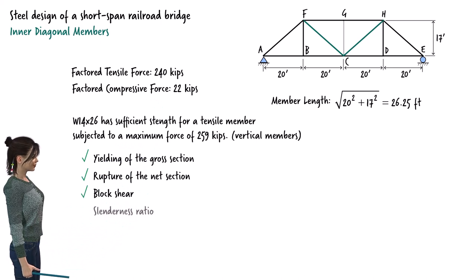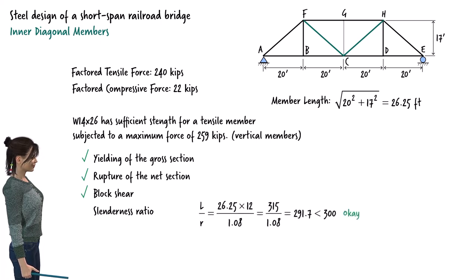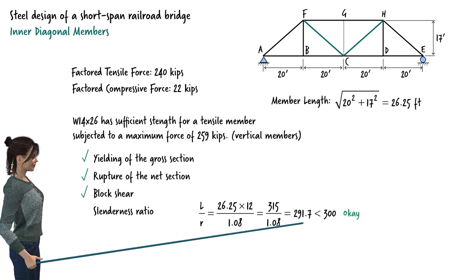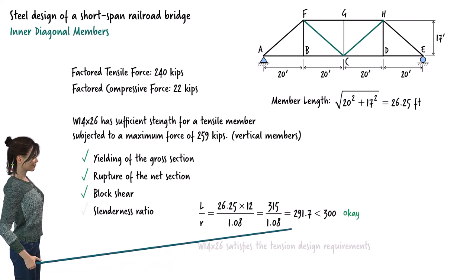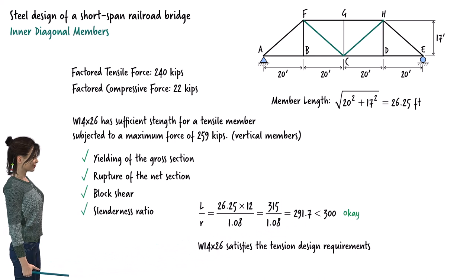We only need to check the slenderness ratio for the diagonals, since they are longer than the vertical members. Each diagonal member has a length of 315 inches. The governing radius of gyration for W14x26 is 1.08 inches. Since the slenderness ratio for the member does not exceed the upper limit value, we can use W14x26 for the tension member design of the diagonals.